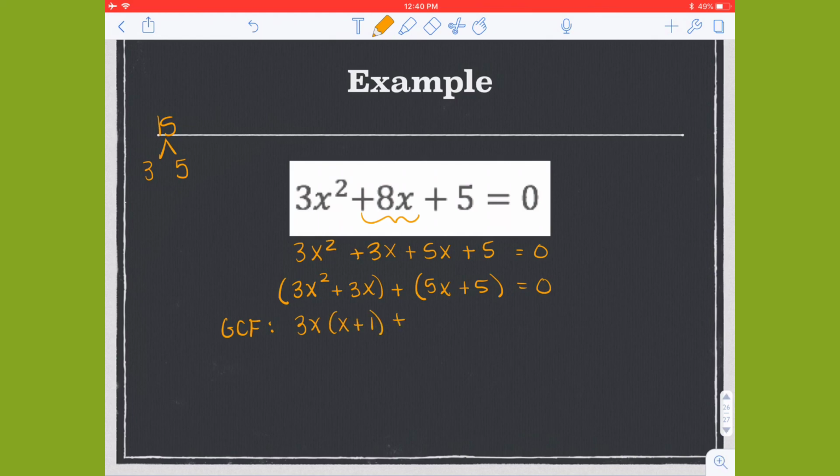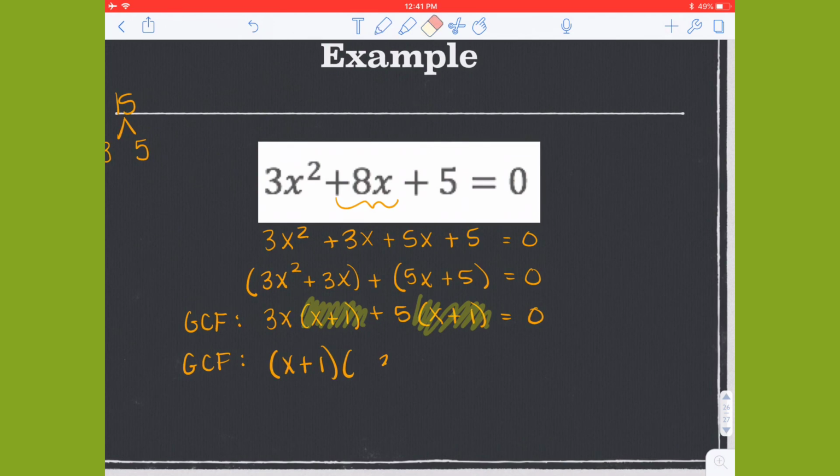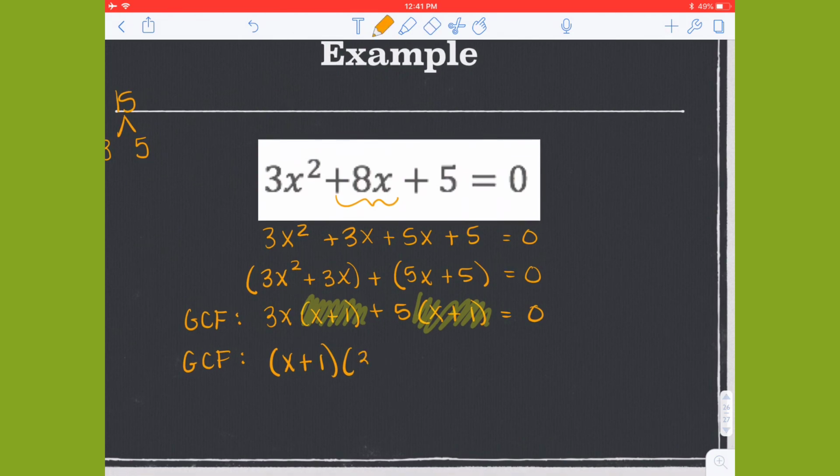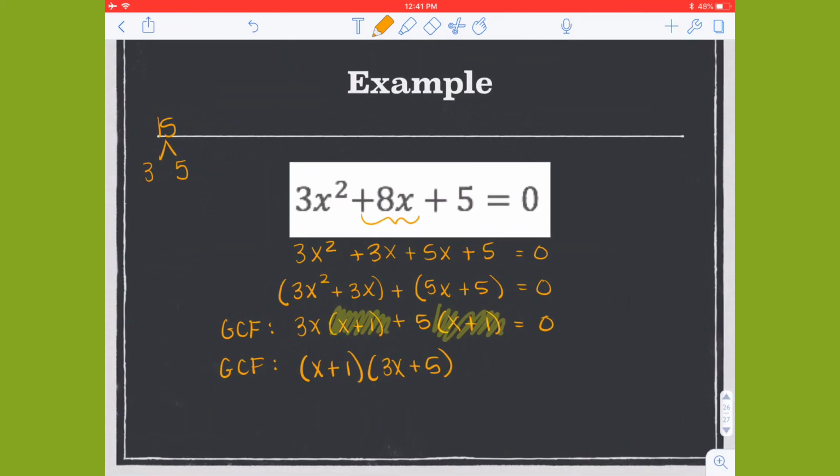I'm going to grab my GCF out of the second group. And now I'm going to look at the entire polynomial, and I notice that I have x plus 1 and an x plus 1. So I'm going to take out my GCF, and I am going to multiply by what is left over, and that is 3x plus 5. And again, I can multiply that, FOIL it through to see if I end up back at my original trinomial. Again, this process is called factor by grouping. We do this anytime our a value is not equal to 1.